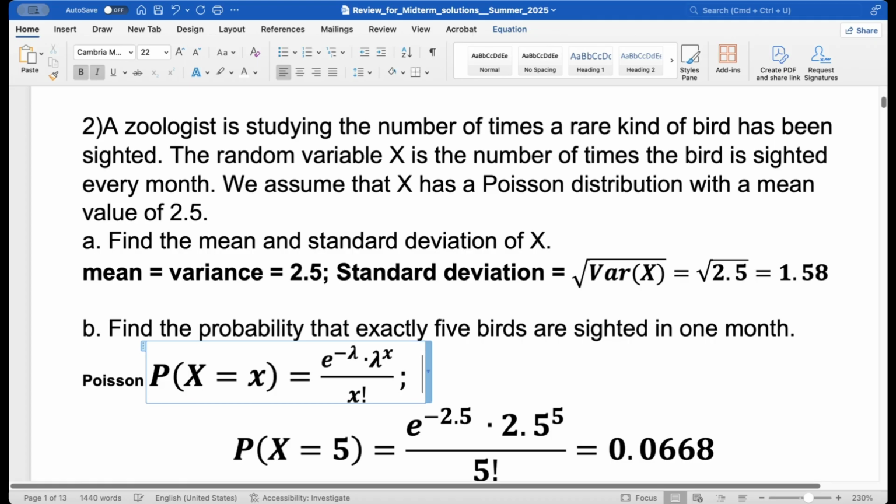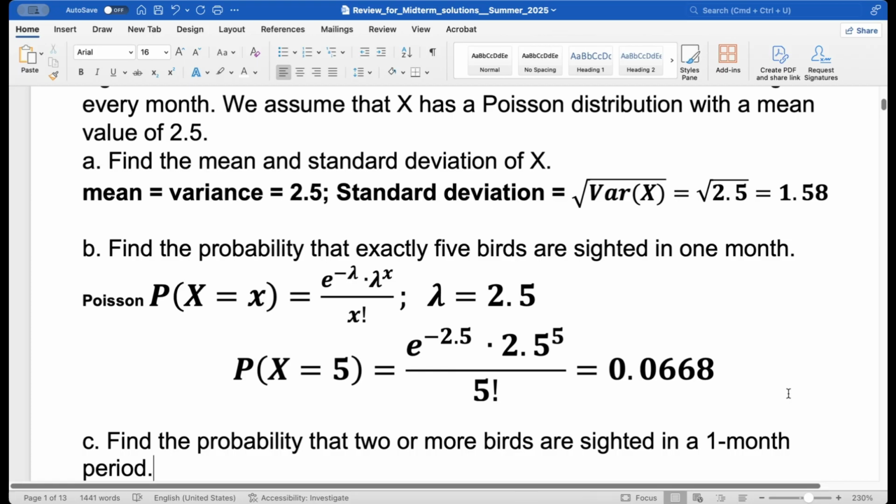Let me just write that in here. So lambda is the mean, 2.5. So we plug in 2.5 for lambda. We plug in x is 5. Exactly 5 birds, x equals 5. That's e to the minus 2.5 times 2.5 to the fifth divided by 5 factorial, which is 0.0668. So the probability that exactly 5 birds are sighted in 1 month is about 6.68%.